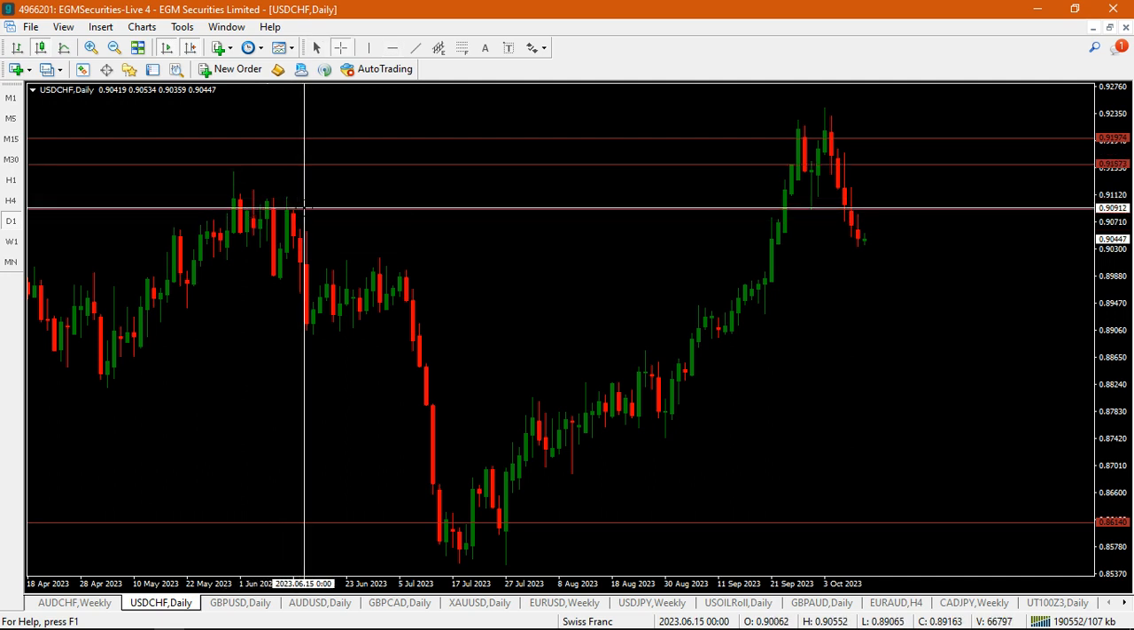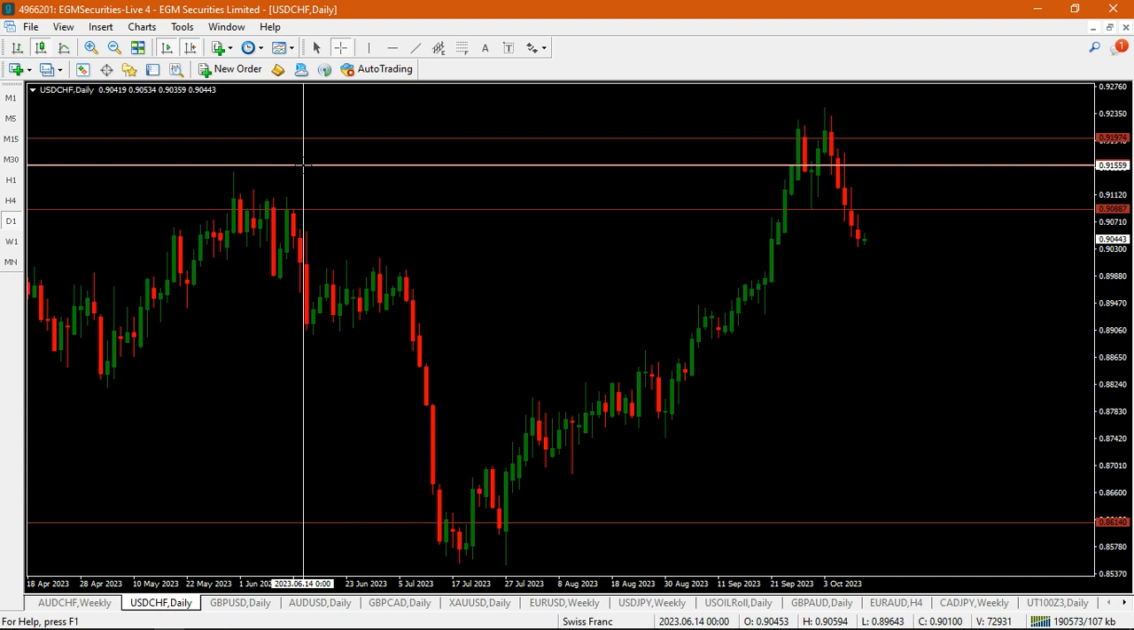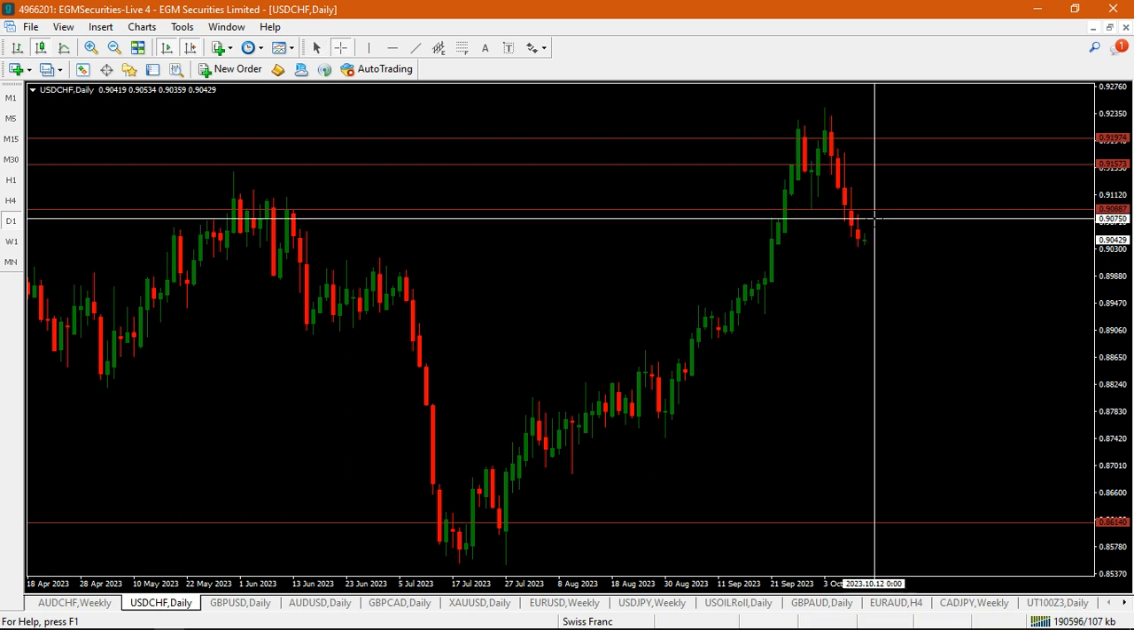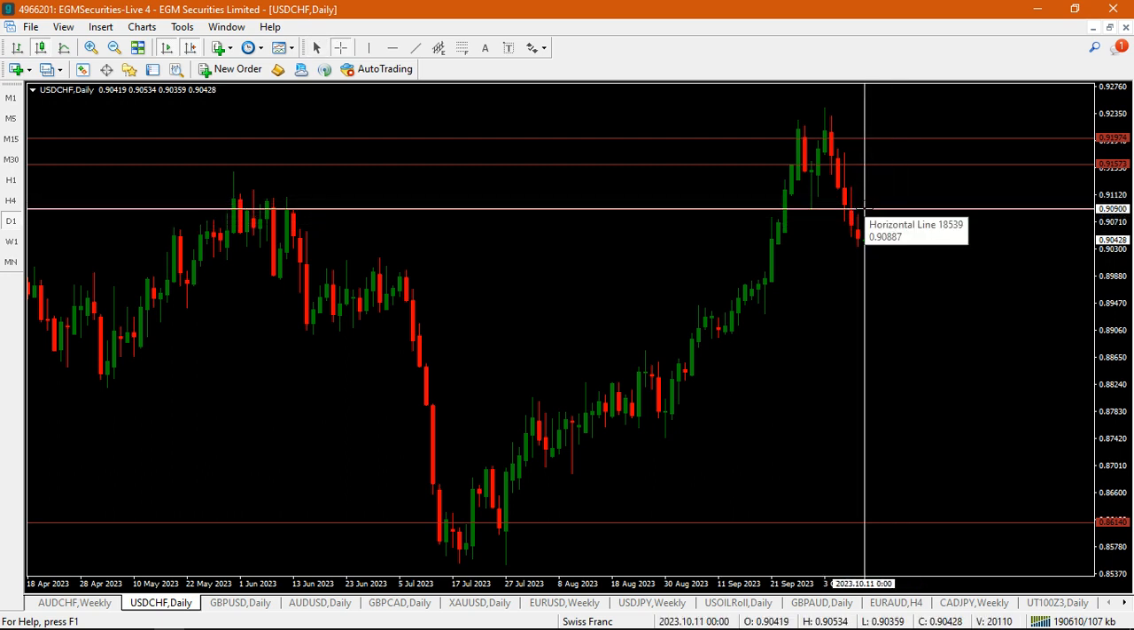Having a 65 pip stop loss ensures that even when the market starts making this kind of noise, you're not going to be stopped out. So that's 64.6, that's about 65 pips. And what's the reward of this particular trade? This particular trade can give us about, how many pips is that? That's 475 pips. That's a good risk reward ratio.